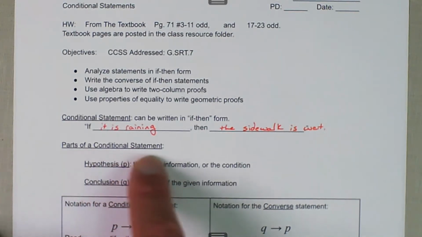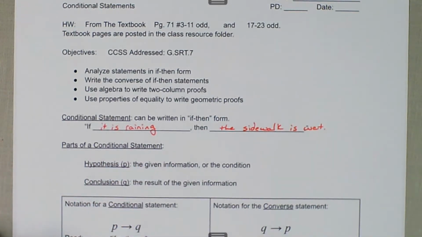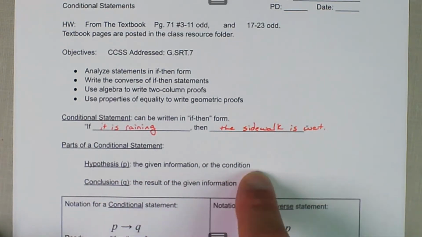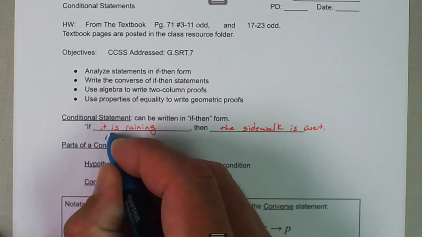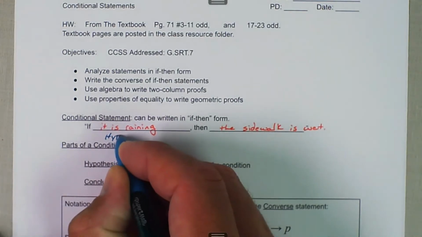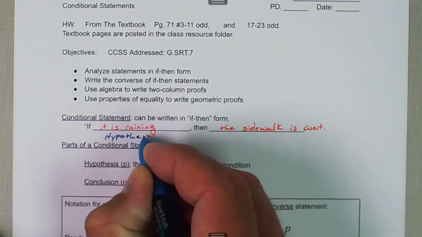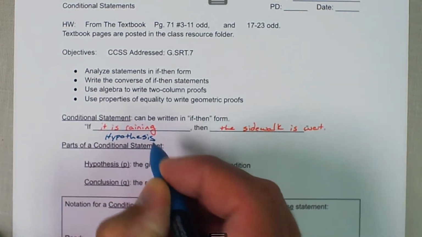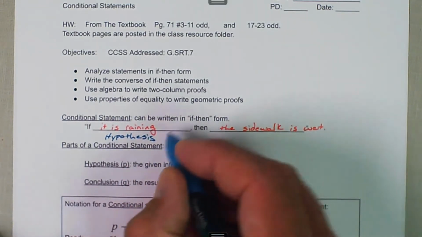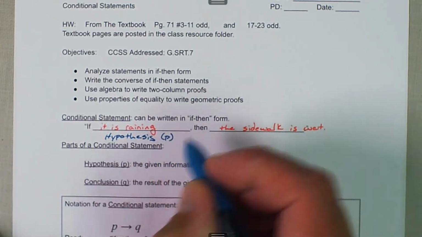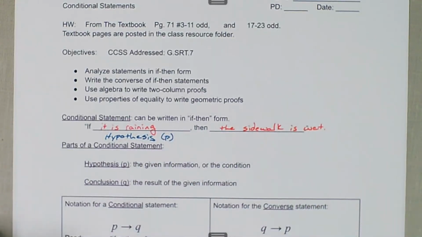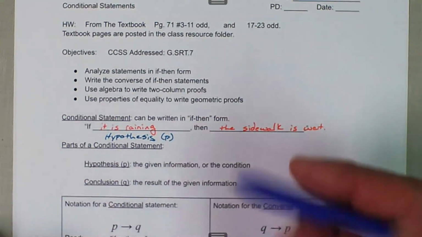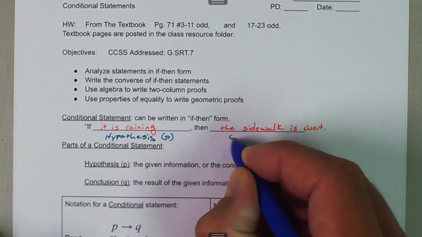So the parts of the conditional statement are the hypothesis, the given information or condition. So this is the hypothesis. This is where it goes. And it says there's a little P in parentheses there, because that's what we represent the hypothesis with. And the second part after that is the conclusion, or the Q.